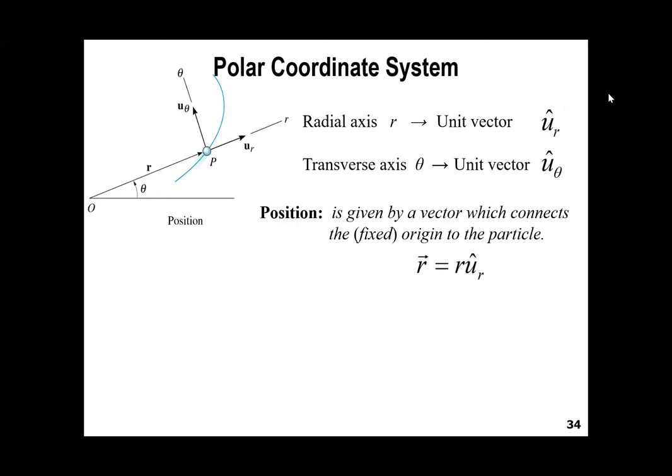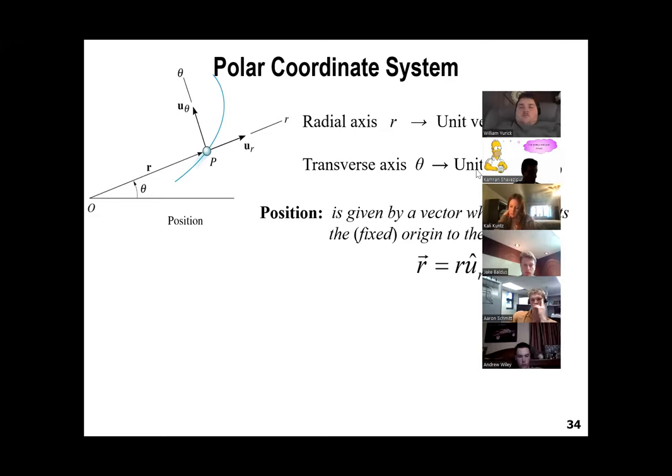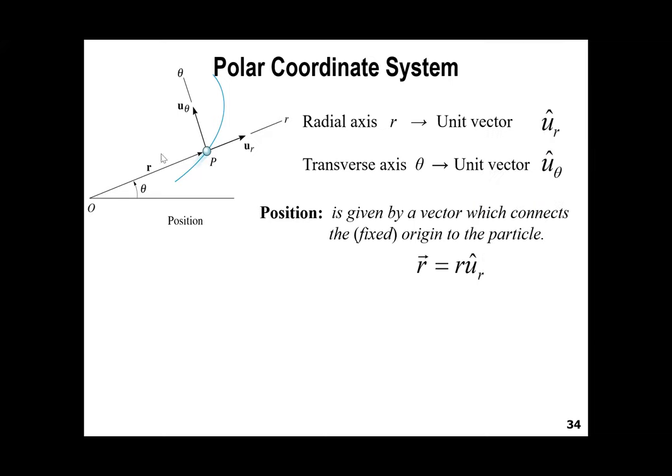Any question about the concept of UR, U theta, and things like that? And remember, UR is always in the direction of R going out. It's not backward. It has to go from the origin to the point going outward. If this is the case, as I mentioned, you can find the position vector using its magnitude times unit vector R.